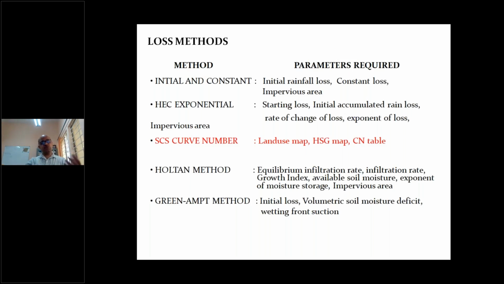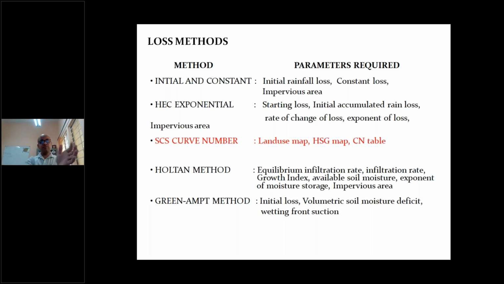To calculate the losses, it uses different algorithms, and it requires different inputs. For example, the initial and constant loss method requires the initial rainfall loss estimation, constant loss information, and impervious area information, which can be derived using remote sensing. Now the Hec exponential method requires a value of starting loss, initial accumulated rainfall loss, rate of change of loss, and exponential loss. All these are parameters that the user has to define. Whereas the impervious area, for both algorithms, you can give using remote sensing data.